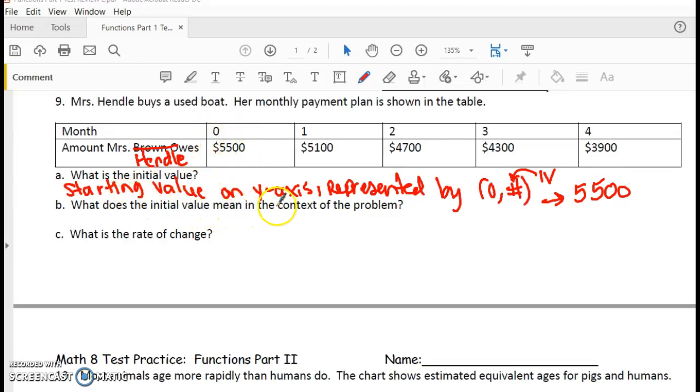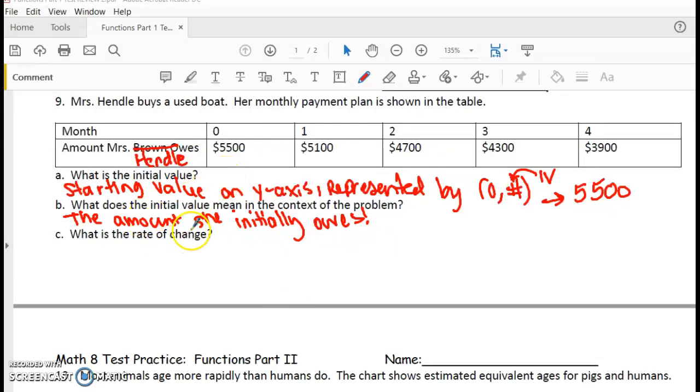What does the initial value mean in the context of this problem? Y'all, please don't say it's the starting value. No, no. In the context of the problem, she is buying a used boat. This is the amount that she owes. So this is the amount she initially owes. Shout out to Chloe who said that in the first block. This does not represent the payment.